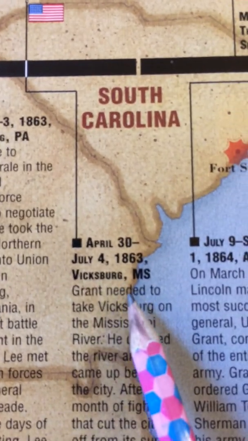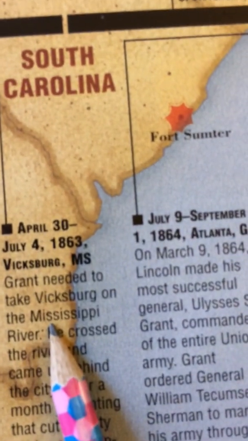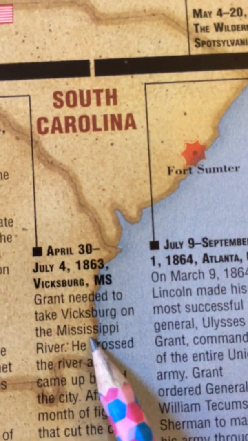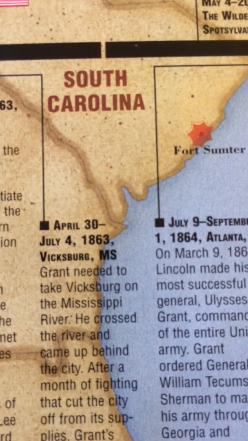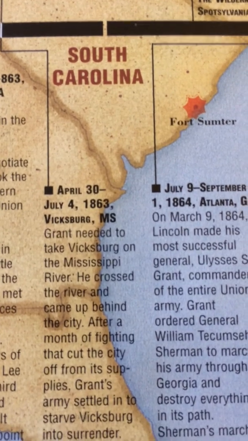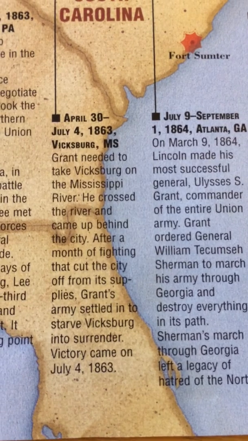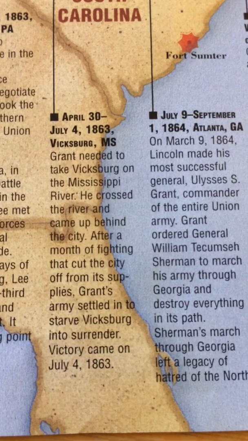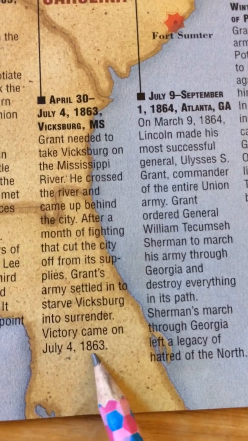Moving on from there, on July 4th, 1863, we have the Battle of Vicksburg. Remember what I was saying before? Vicksburg. It's quite a battle, too. On the Mississippi River, Grant needed to take Vicksburg. He crossed the river, came up behind the city. After a month of fighting that cut the city off from its supplies, Grant's army settled in to starve Vicksburg into surrender. And victory came on July 4th, 1863.